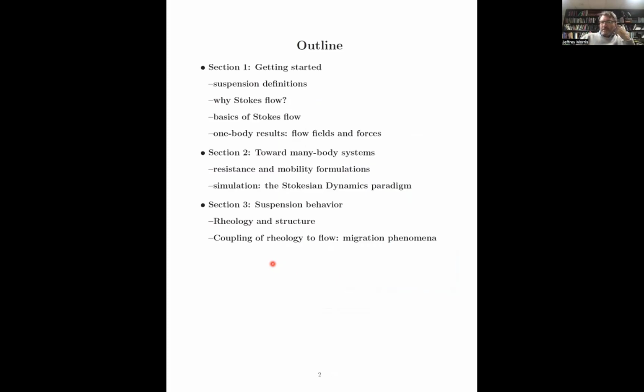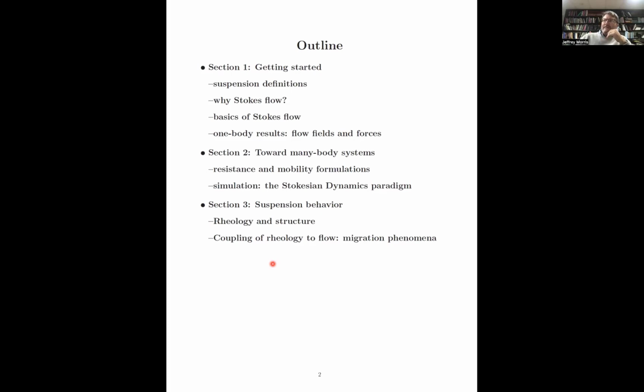So just as an outline, I'm going to do this in three sections. First, just getting started, some definitions, and then talking about the fact that we're dealing with primarily low Reynolds number or Stokes flow. So we'll say a little bit about the basics of that, and then some key one-body results that really, I think, are foundational to thinking about what goes on in suspensions.